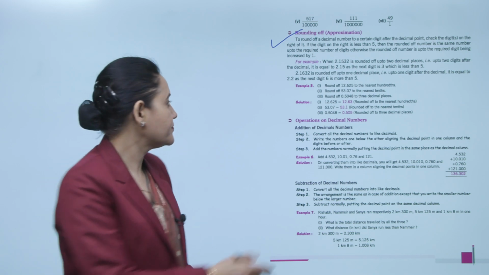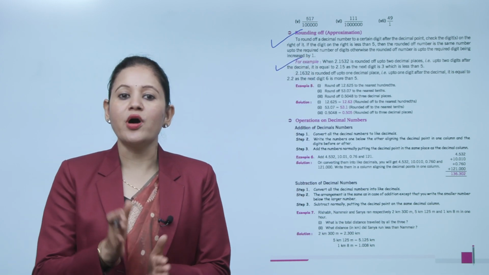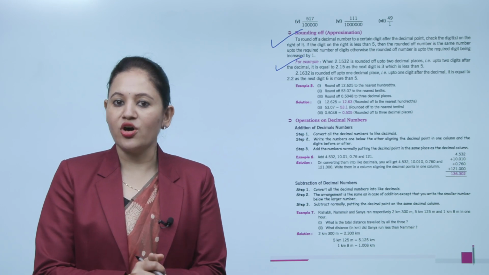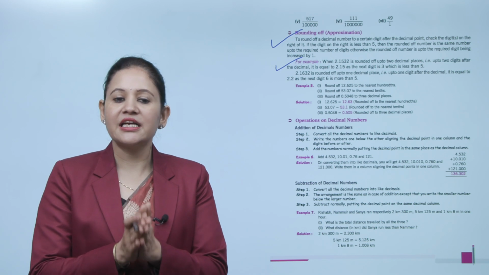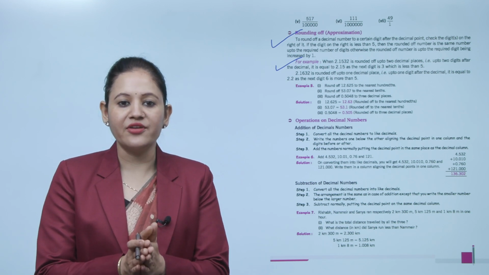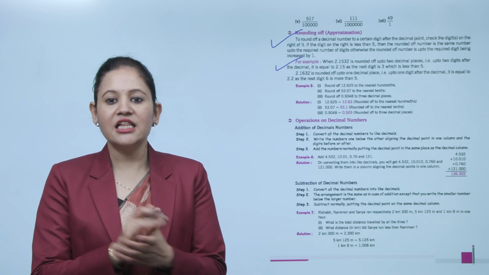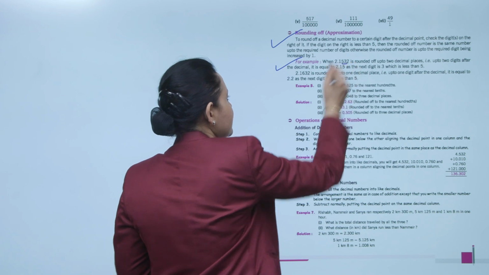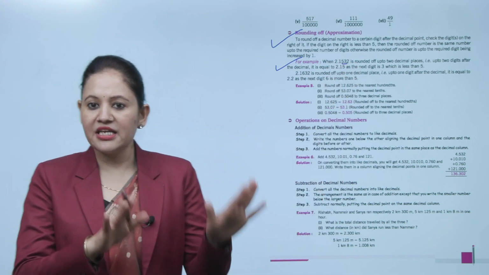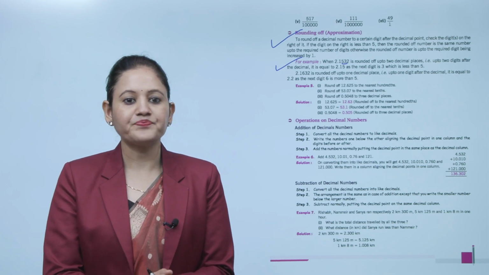For example, when 2.1532 is rounded off up to 2 digits after the decimal, it is equal to 2.15, as the next digit is 3, which is less than 5. Here, this digit is less than 5. So we'll round off and keep the numbers as they are. The value will not change. Clear?